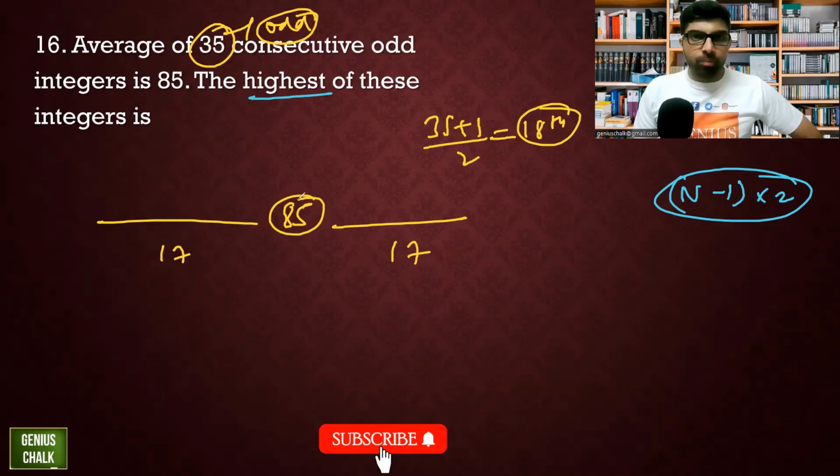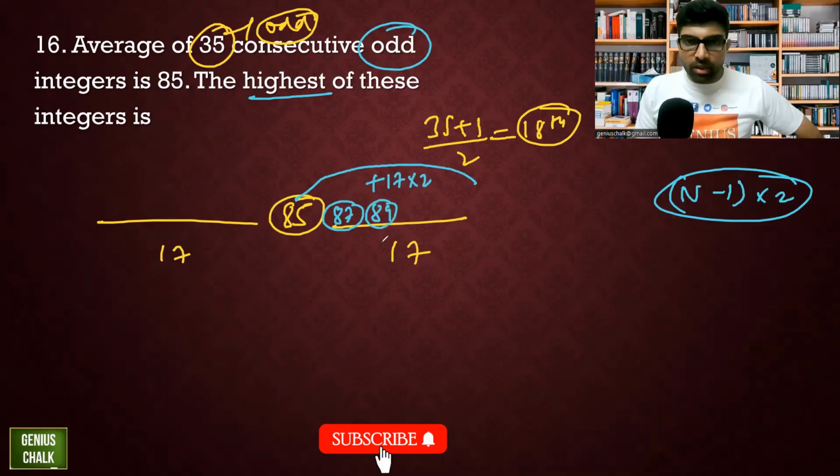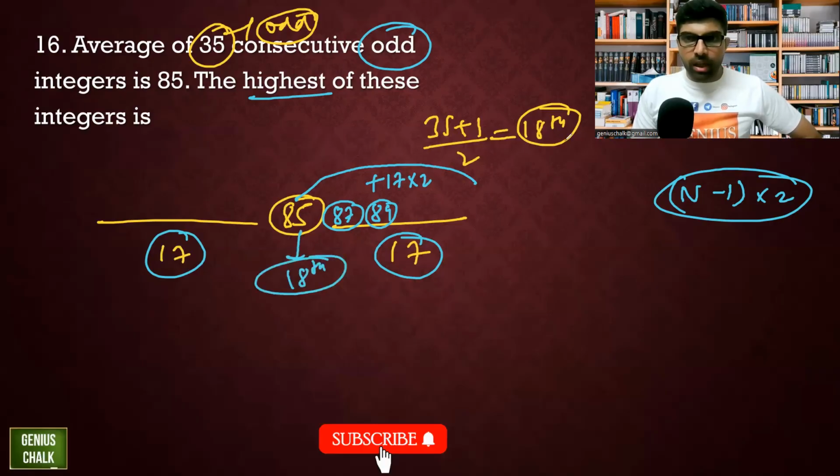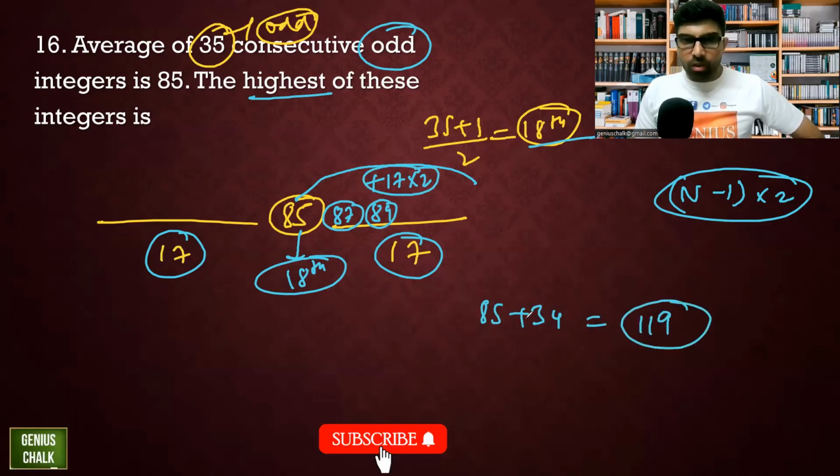So 85. Now, they are all odd numbers, so we have to go 17 steps more, and every number has a difference of 2. Like the next number must be 87, the next must be 89. Like that, there are 17 numbers here because the total is 35, and this is your 18th observation, which is the average. So like this, 85 plus 34 has to be my answer. That is 119, the highest number. So this way we can solve.